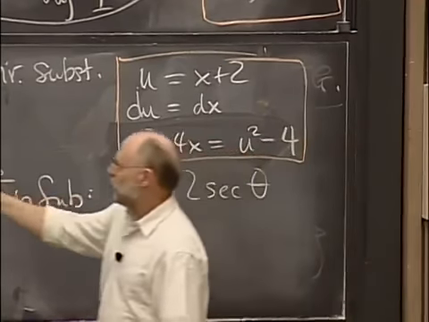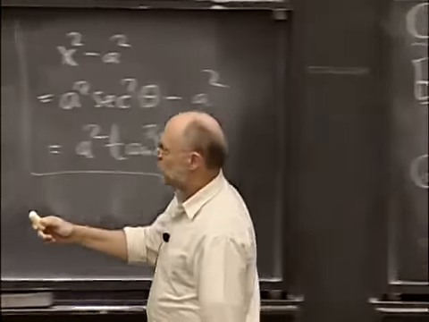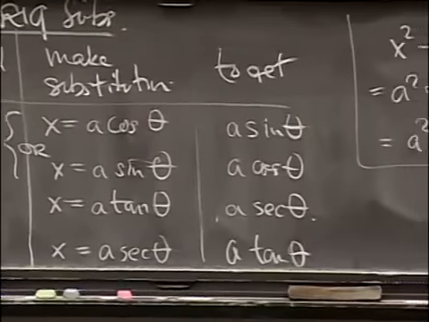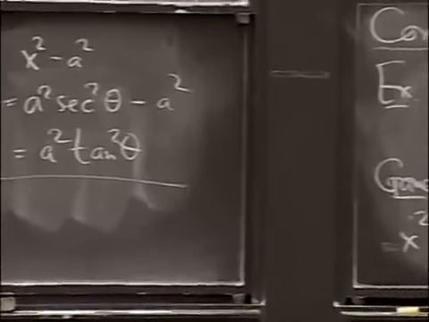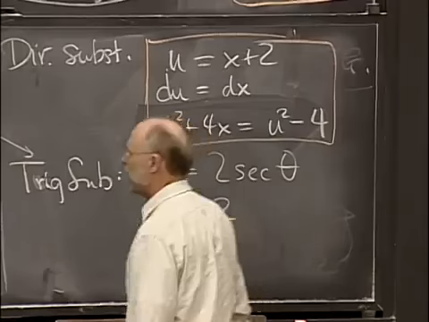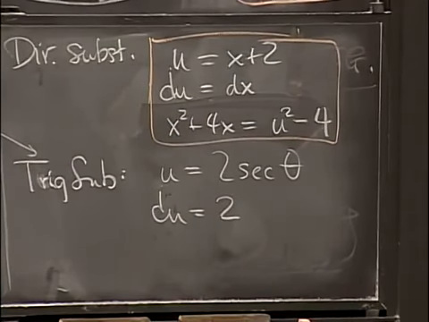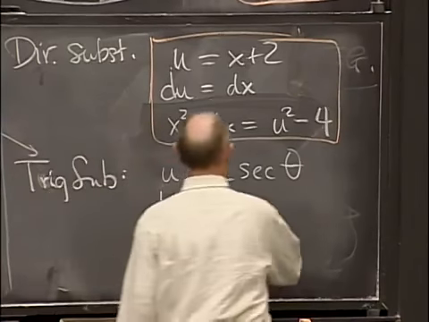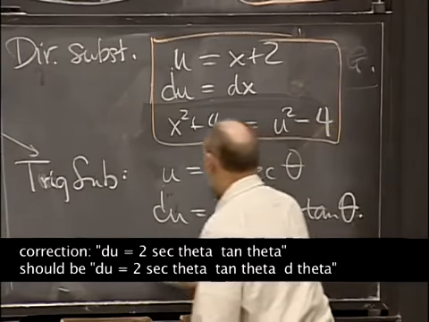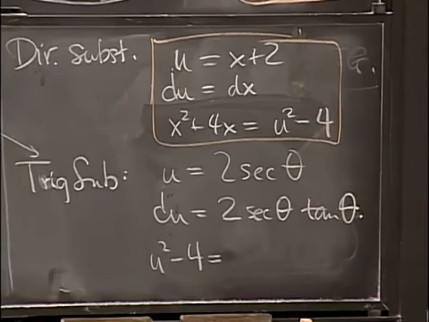Okay? This is a lookup table process. I see this square root of u squared minus 4. I see that that's of this form. I'm instructed to make this substitution, and that's what I just did. Let's see how it works out. So that means du is 2, what's the derivative of the secant? Secant tangent. So du is twice secant theta tangent theta. And u squared minus 4 is, here's the payoff.